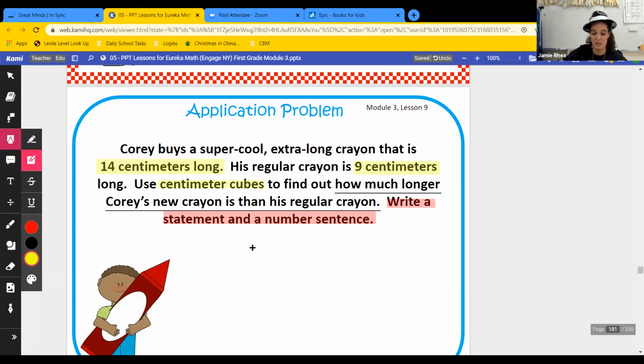Now, we know we don't all have centimeter cubes, and that's okay because we know that this paper strip is the same as a centimeter cube, right? Each line is a centimeter cube, so we're going to use that. So now we have to figure out how much longer Corey's new crown is than his regular crown. So let's think, how can we write a number sentence using what we do know? We know that his extra long crown is 14 centimeters long, and his regular crown is 9 centimeters long. So what could I write?